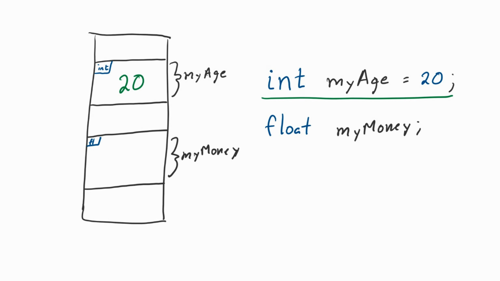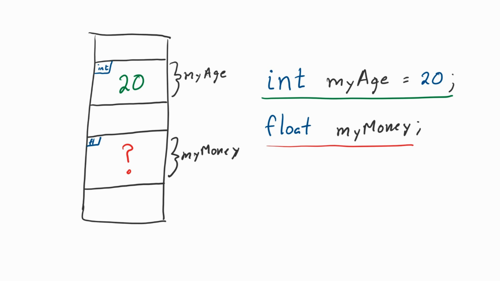Right? But what do we put here? We don't have any value for it. Well, nowadays, Visual Studio, and I think most compilers for the most part, are not going to let you use this variable if you haven't defined it. Meaning, you cannot use this variable if you haven't assigned a value to it, if you haven't initialized the value.